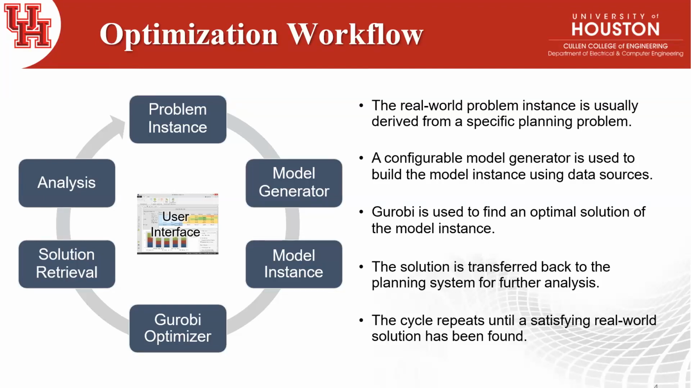I'm going to show how Gurobi works in optimization. First of all, we have a real world problem, and we use a model generator to transfer the real problem into a model. Then we can use the Gurobi solver to find an optimal solution for this model. The solution is transferred back to the planning system or other systems for further analysis, and the cycle repeats until we get a good enough solution. After that, we can solve our real world problem.